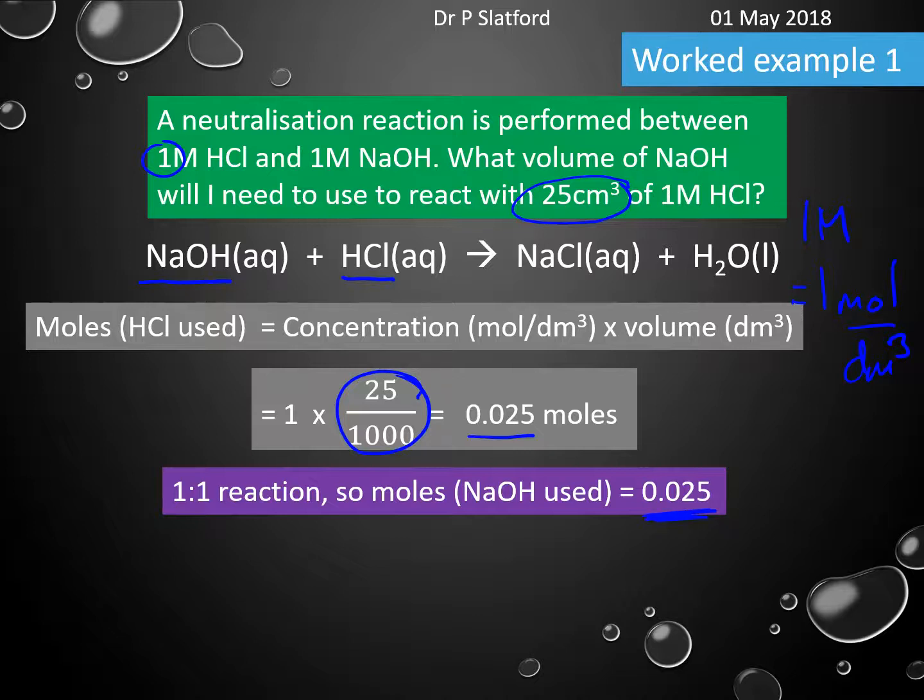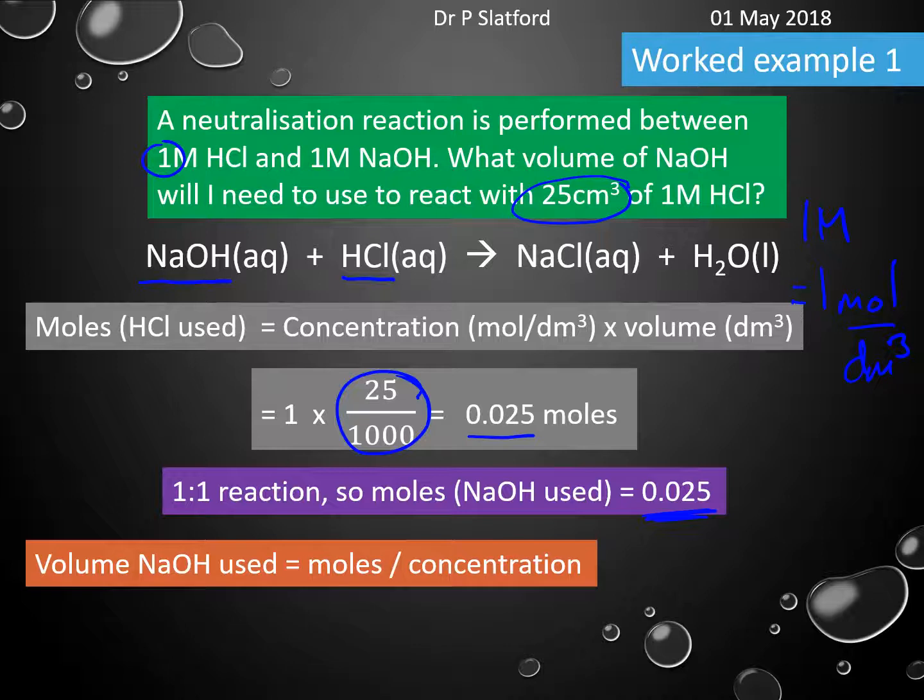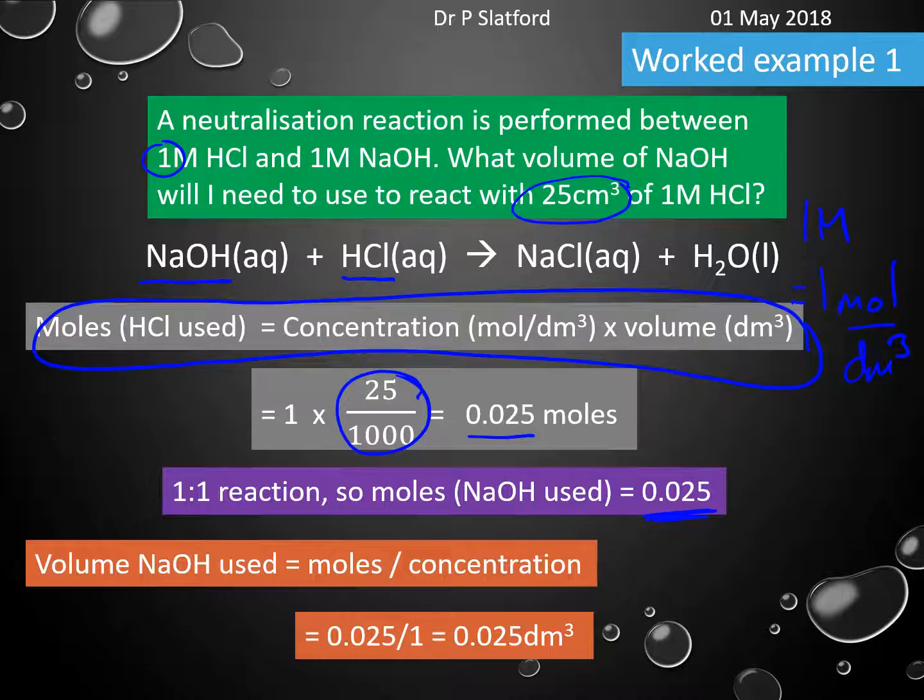And I can now convert that back to volume, because now volume of sodium hydroxide used is equal to moles divided by the concentration. And all I've done is rearranged my equation here. Once I put the numbers in here, that becomes 0.025 divided by 1, which equals 0.025 decimeters cubed. To convert that back, I times it by 1,000, and I get 25 cubic centimeters.